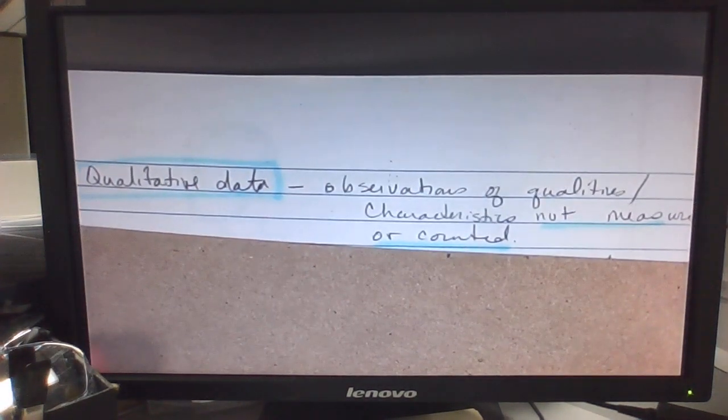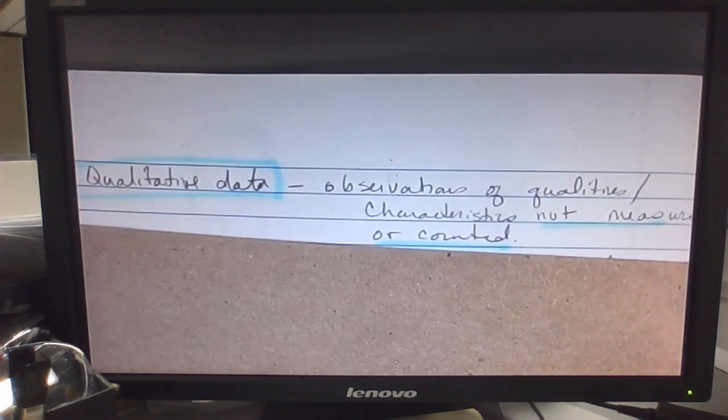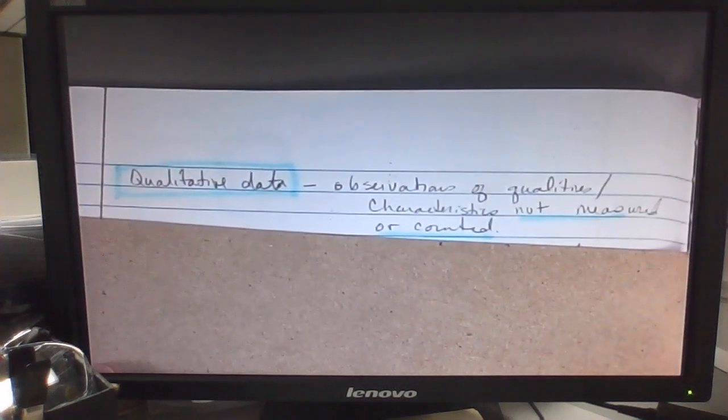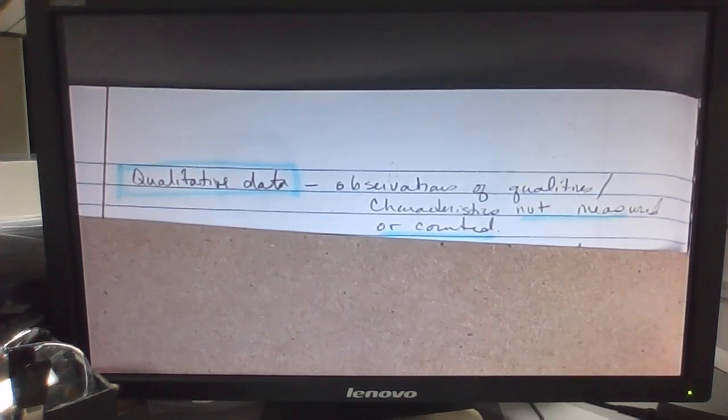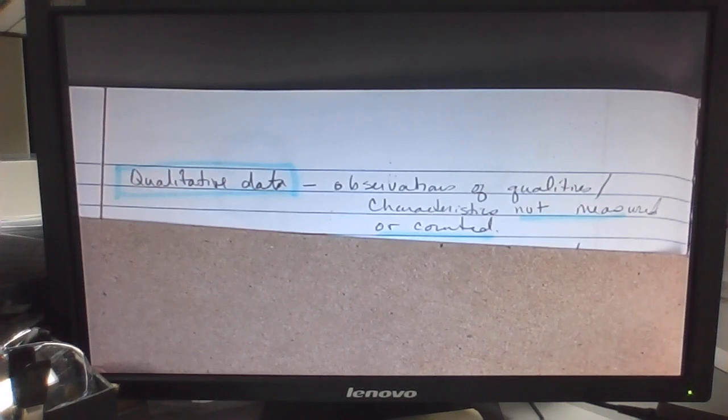Biometrics can involve qualitative data or quantitative data. So we need to define those terms. Qualitative data are observations of qualities or characteristics, things that are not measured or counted.